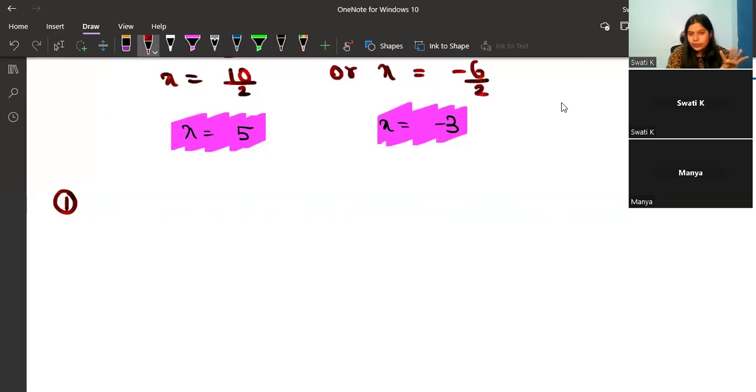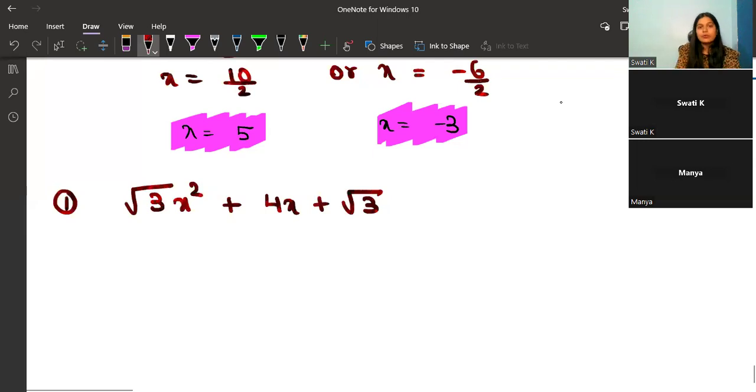Okay, let's try doing this. Manya, you may get this type of question also, so let's see whether you can do it or not. It says root 3x square plus 4x plus root 3. You have to solve this using the quadratic equation. So can you tell me what is the first thing that you will do?